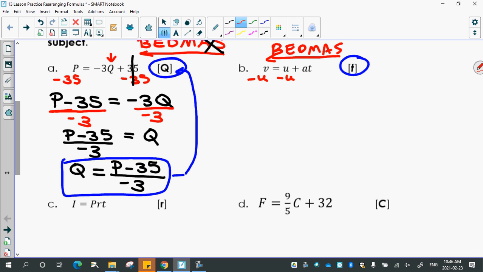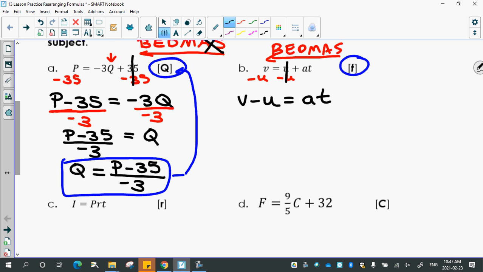So U minus U is a zero pair. That's gone. V minus U, I don't know what that is, so I just write down V minus U. V minus U equals, what's left on this side is AT.